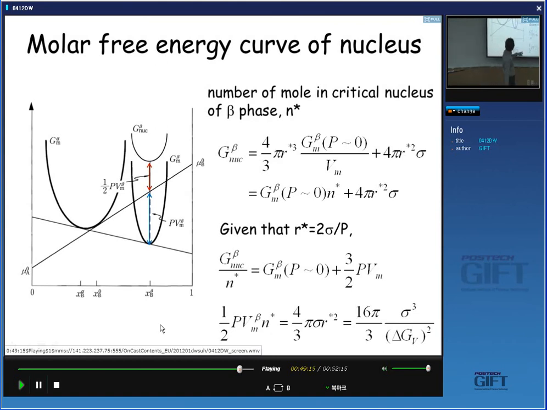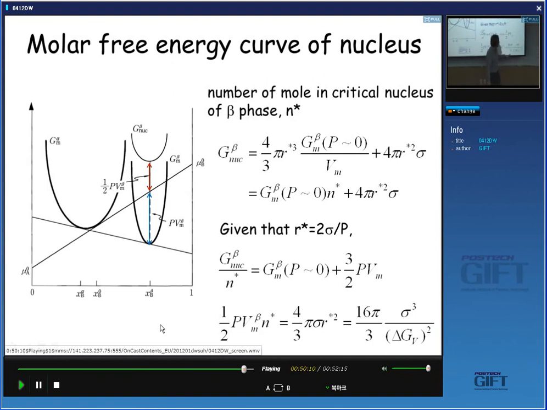One of 2 PV N star is the additional free energy necessary per cluster, right? Because this is additional free energy per mole. And when we multiply by the number of moles inside the cluster, then this value will give you the additional free energy per cluster, which overcomes the effect of the pressure. When you calculate this one, you finally obtain this value.